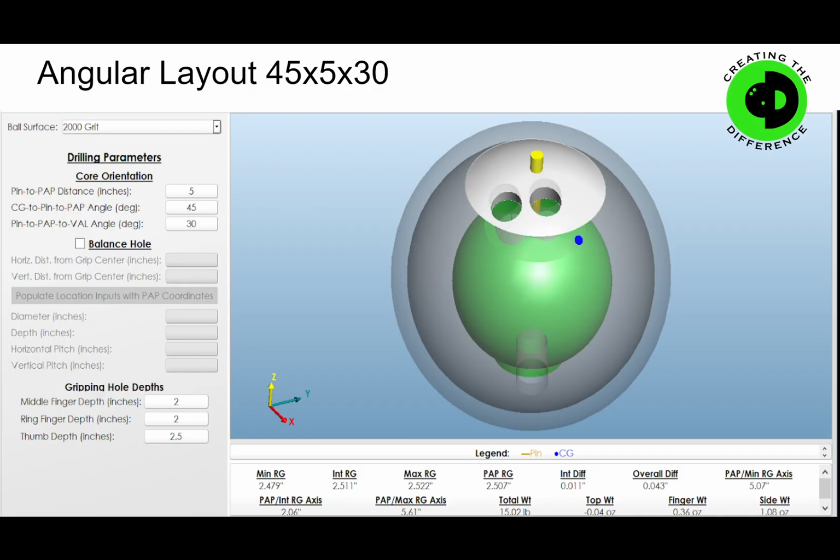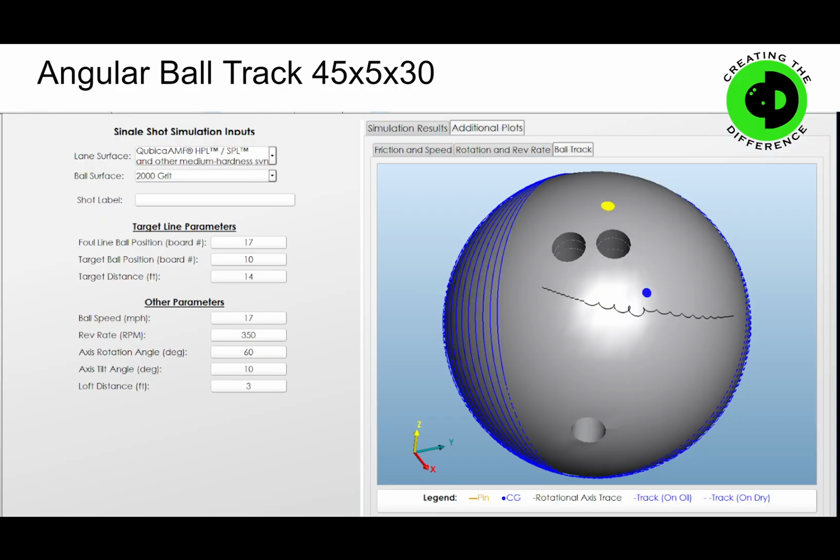So this right here would be considered an angular layout, the layout that's going to get your ball down the lane and make an aggressive move. That layout happens to be 45 by 5 by 30. You can see how it looks. We're not really too close to the pin, which is good. And as we look at the track flare, you can see we don't have any issues with the track flare either. We have the blue, we have the dash, but none of them are going to hit any of the holes, which is important to make sure that we don't create any issues.